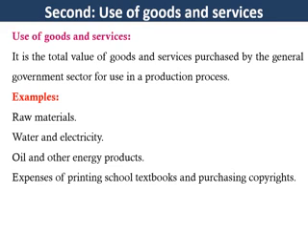Second category of economic classification of public expenditure is the use of goods and services, where this item includes the total values of government purchases of goods and services, where these commodities are used in the production process or in the providing of goods and services, public goods and services, of course. Examples of these commodities include raw materials, water and electricity, oil and other energy products, maintenance expenses for machines and equipment for roads, and also expenses of printing school textbooks and purchasing copyrights, and transportation costs.